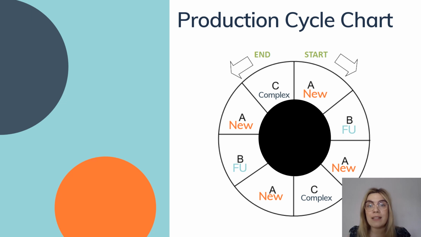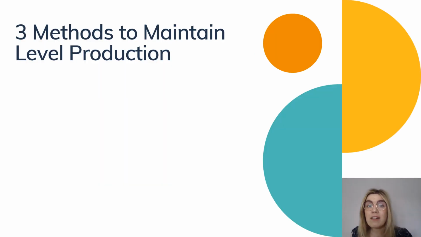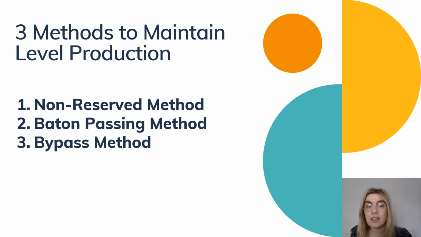Each appointment type may have a different timing and resource requirements, hence the very high change of frequency we have in level production environments. You can use production cycle charts within one of the 3 methods or strategies to maintain level production. These are the non-reserved method, the baton passing method, and the bypass method. We'll now explore these in further detail.